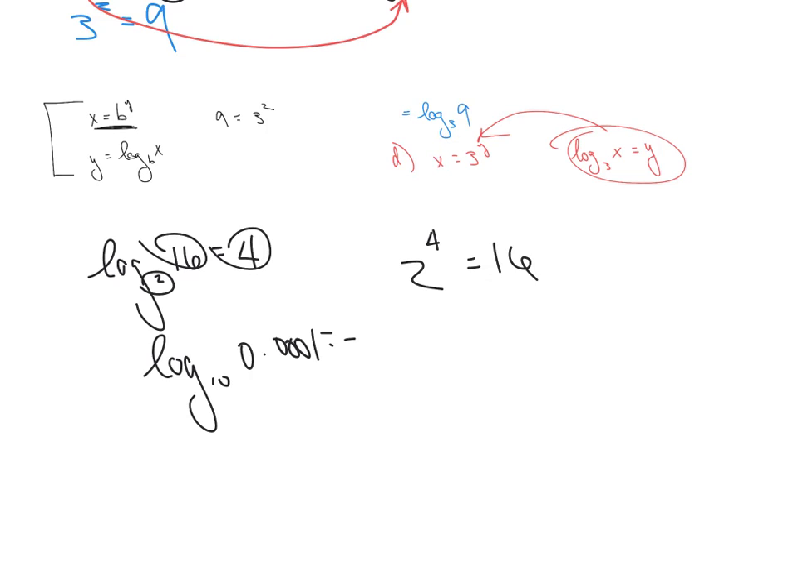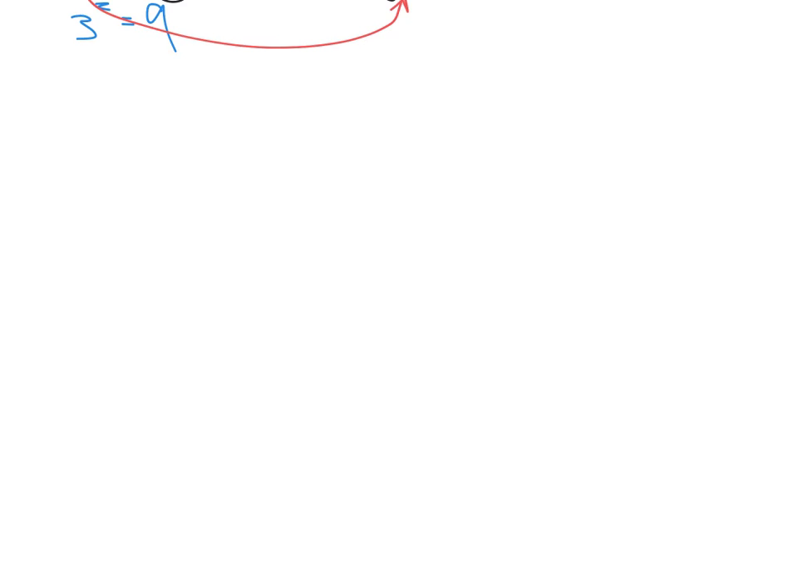0.0001 equals -4. Okay, so I'm going to go 10, because that's my base, to the -4th power, and that's going to equal this here. Okay, so that takes us to example 3, where we're going to start evaluating logarithms.